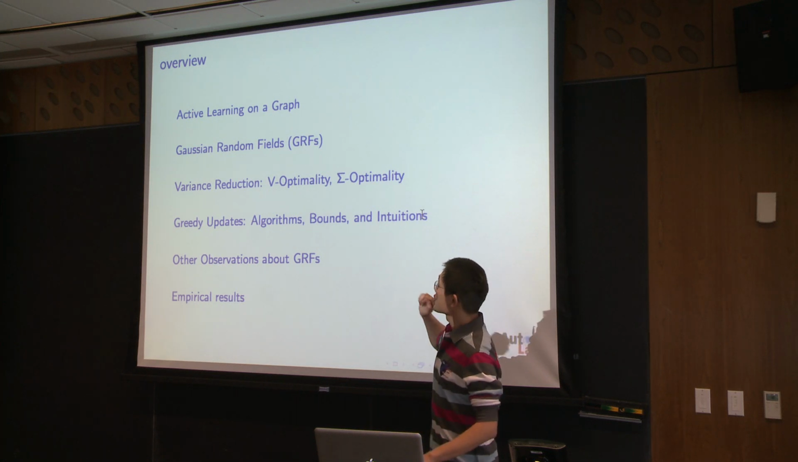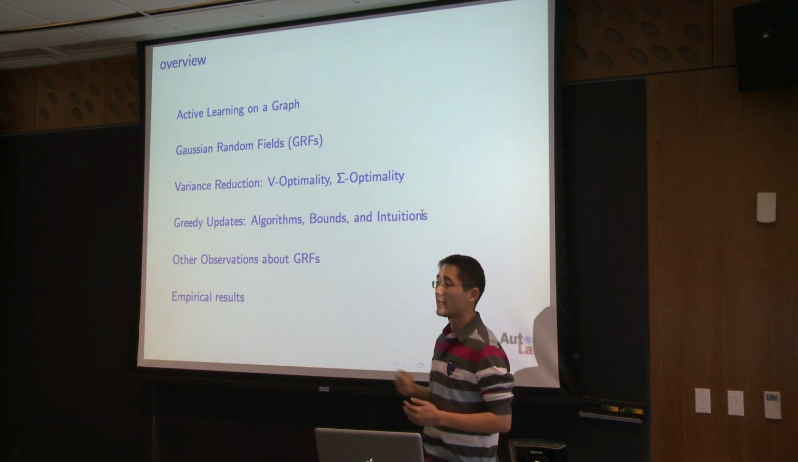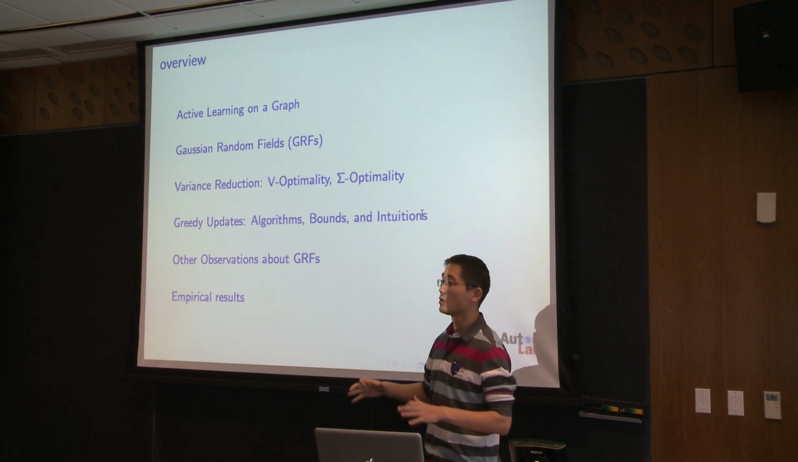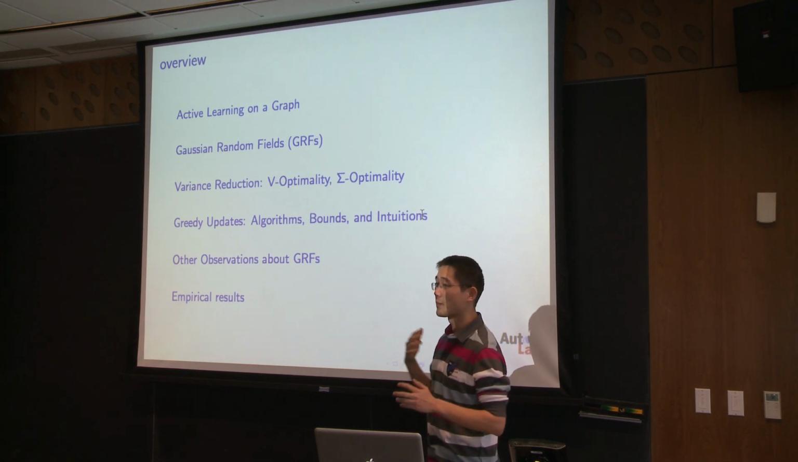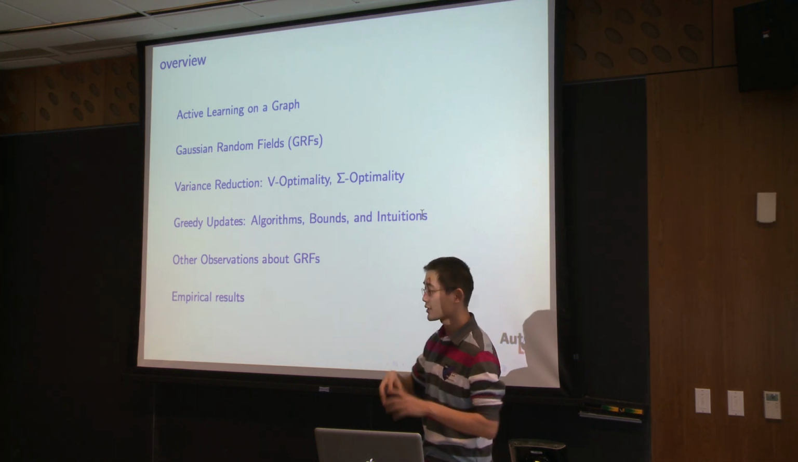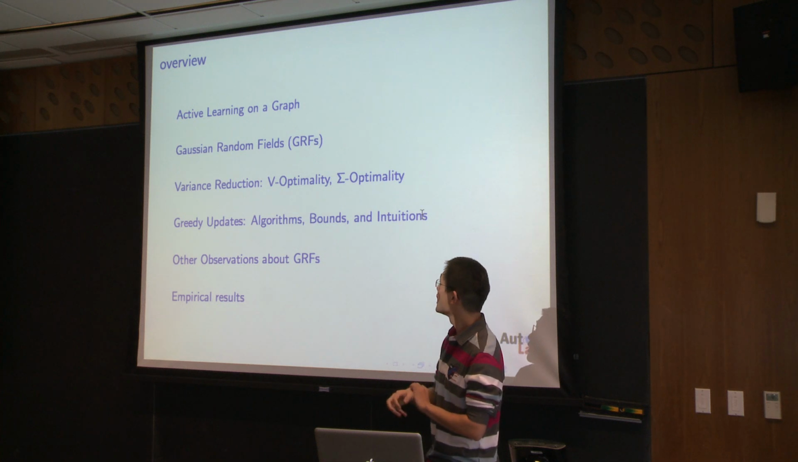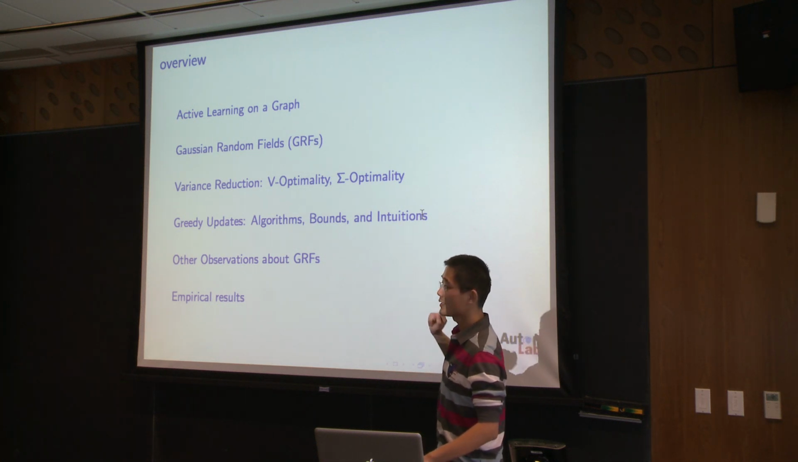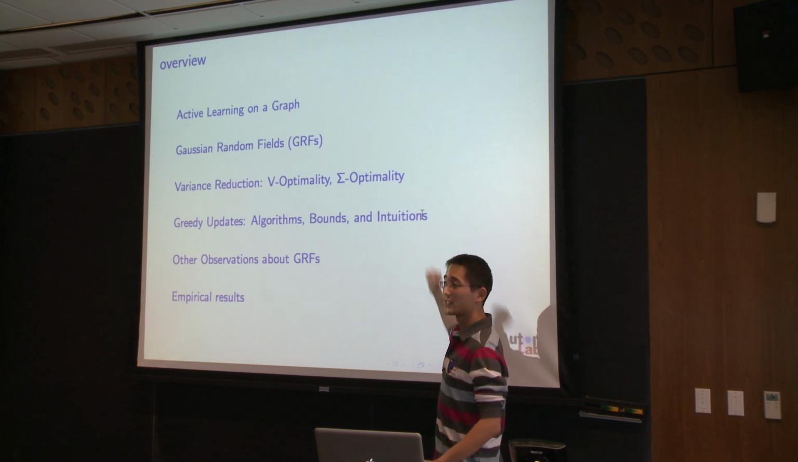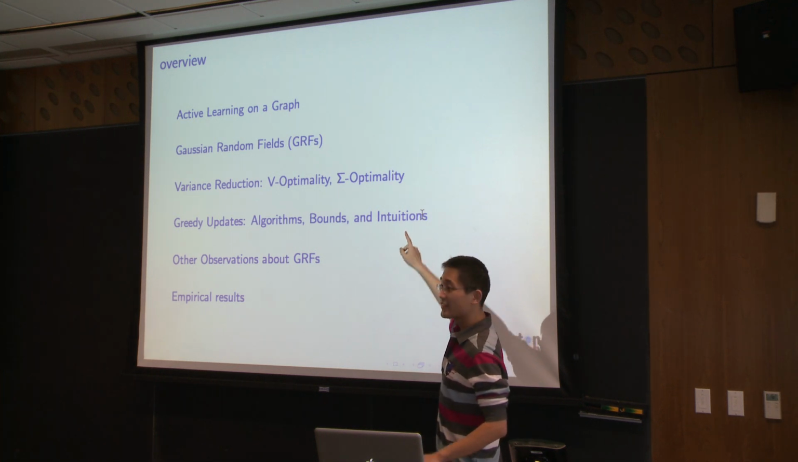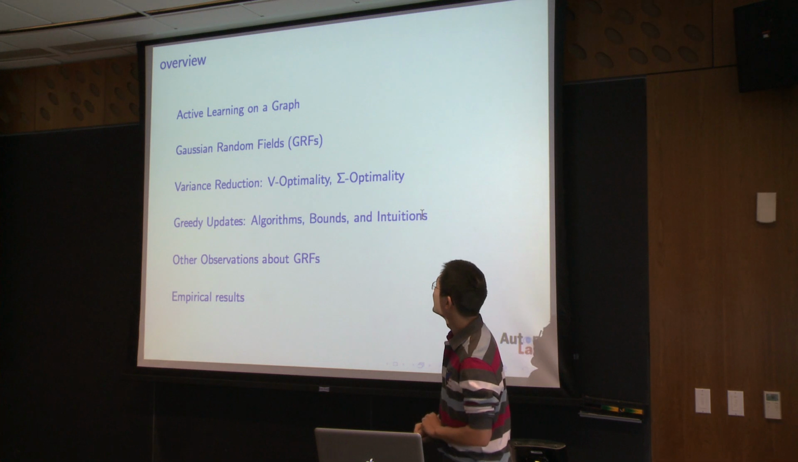So I have introduced the problem. Then I will talk about the model for the graph, which is a Bayesian inference model called Gaussian random fields. I will talk about the heuristic to select these k nodes, which is basically variance reduction. There's V optimality and sigma optimality. Sigma optimality is the thing we are crazy about.